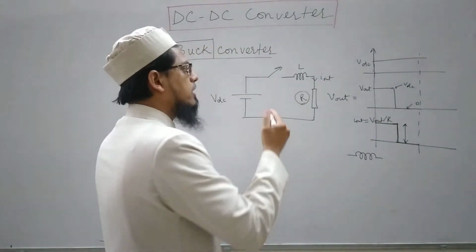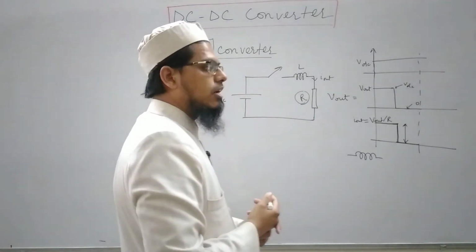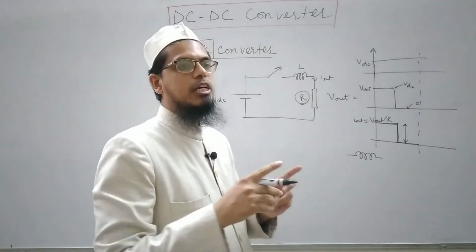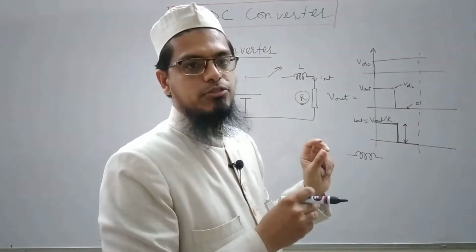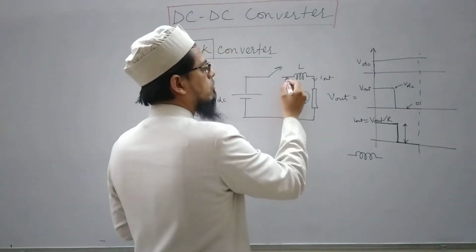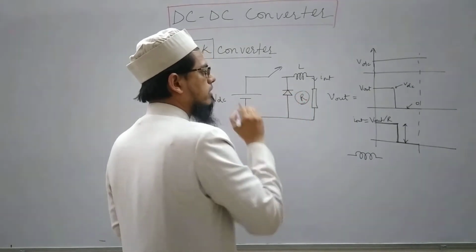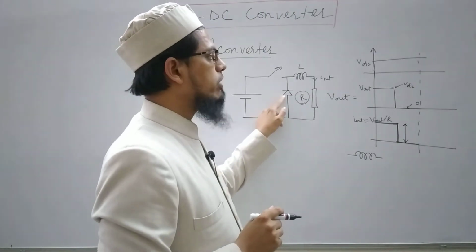One of the options available to us is providing a path to the current which has been flowing through the inductor when the switch is turned off. How is that path provided? We add a diode here. So what is this diode going to do?